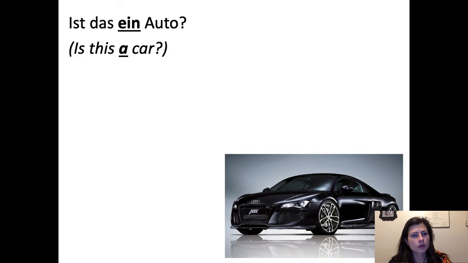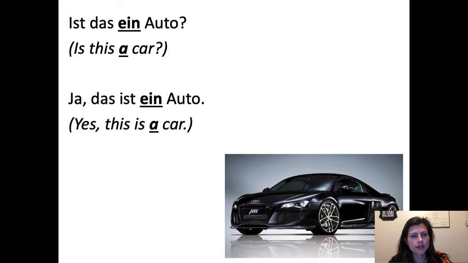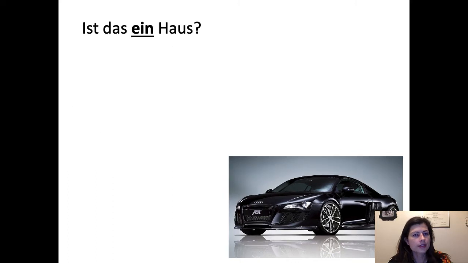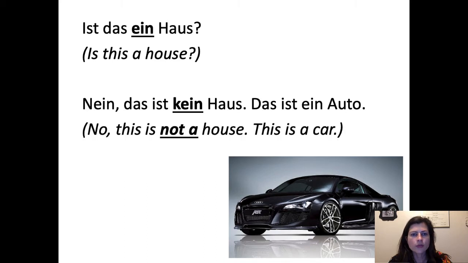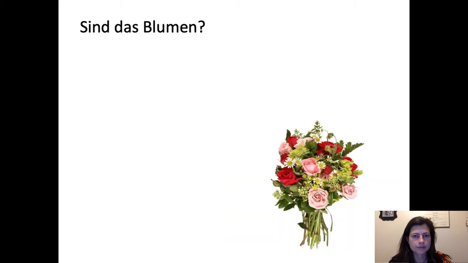Ist das ein Auto? Ja, das ist ein Auto. It's neuter, right? Neuter nominative. Ist das ein Haus? Nein, das ist kein Haus. Das ist ein Auto. So not a house, it's neuter, so kein, with no ending on it, just kein. Ein Haus, kein Haus, same ending.